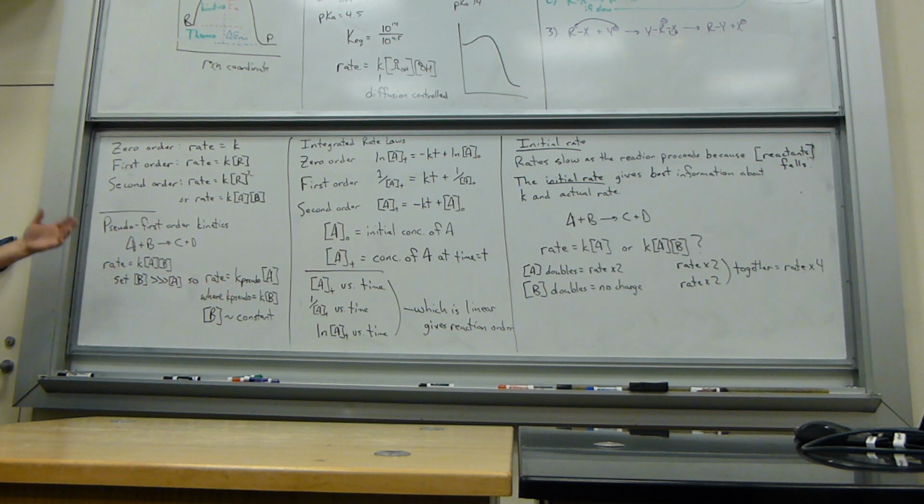So let's say B is 10 molar and A is 0.001 molar, right? If all of A reacts, the concentration of B is still basically 10 molar. And so the reaction rate doesn't really change over time.